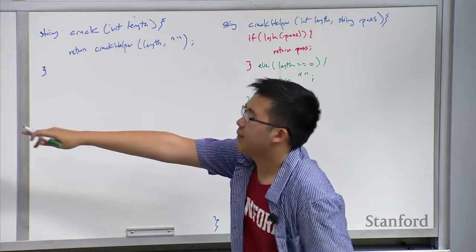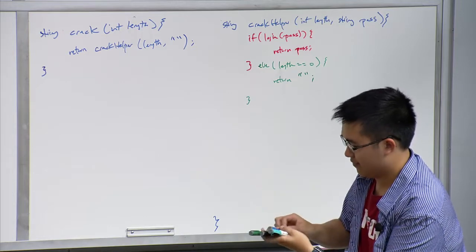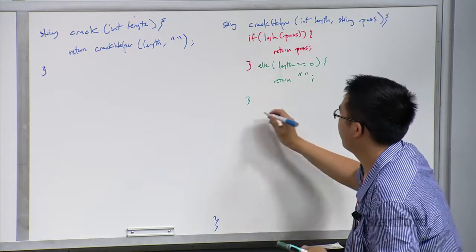All right, how do you loop over all the characters? Word ladders, remember?